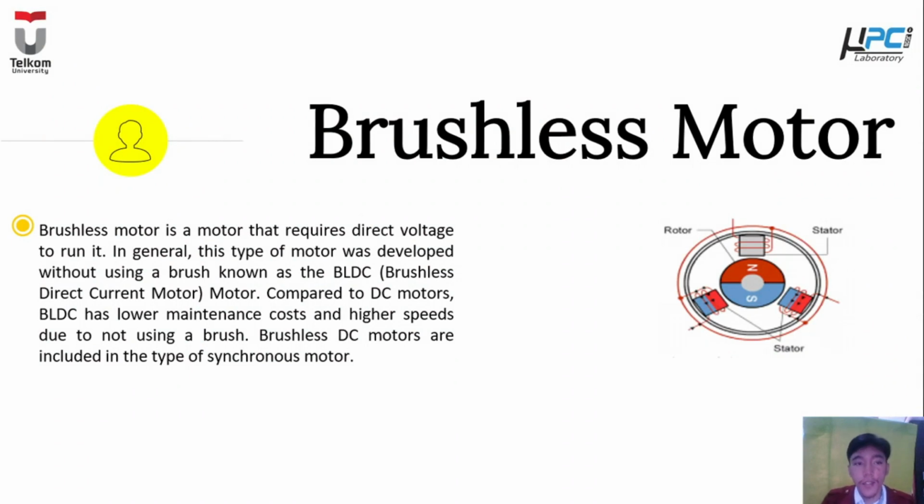The next one is the brushless motor. A brushless motor is a motor that requires direct voltage to run. In general, this type of motor was developed without using a brush, known as the BLDC or brushless direct current motor. Compared to DC motors, BLDC has lower maintenance costs and higher speeds. Due to not using a brush, brushless DC motors are included in the type of synchronous motor.